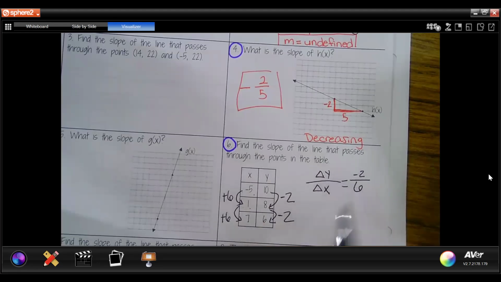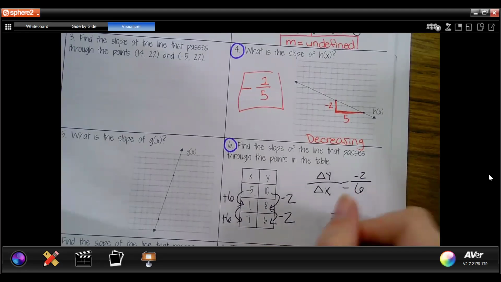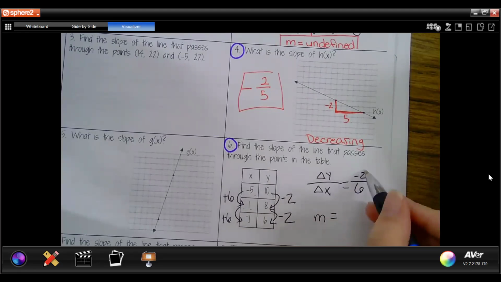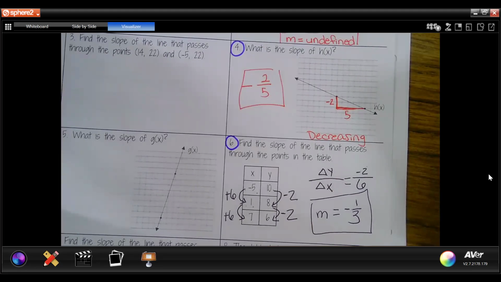Now I need to simplify -2 divided by 6. It's not a whole number, so I'm going to simplify it. My slope is -2 over 6, which simplifies to -1/3. Remember, m just means slope.